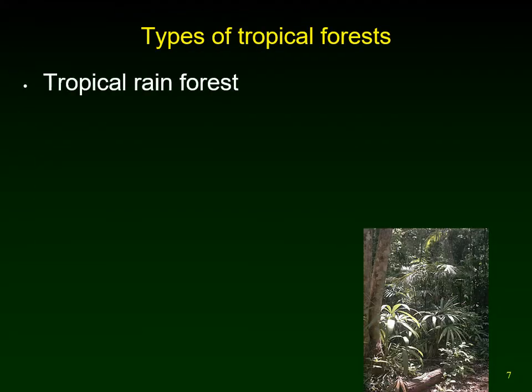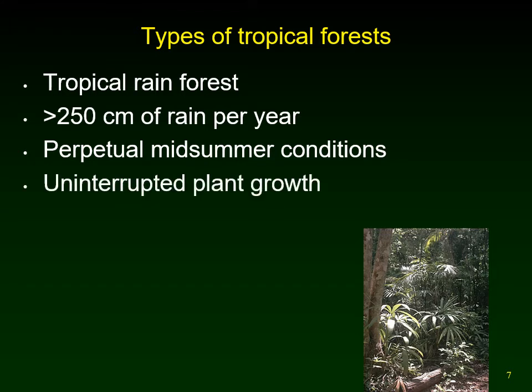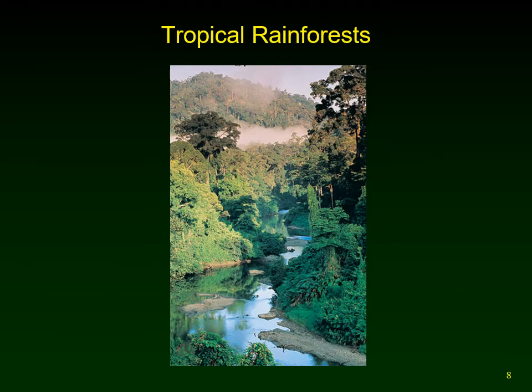And then there's the tropical rainforest, which is what we usually think of when we think about tropical forests. We think about jungles. They have the largest amount of rain of any biome, over 250 centimeters of rain per year. So it's basically a constant, perpetual summer, and there is an uninterrupted growing season. So there's no drought. You've just got unlimited water all year round. So we'll talk about tropical rainforests because that's the one you're most familiar with.